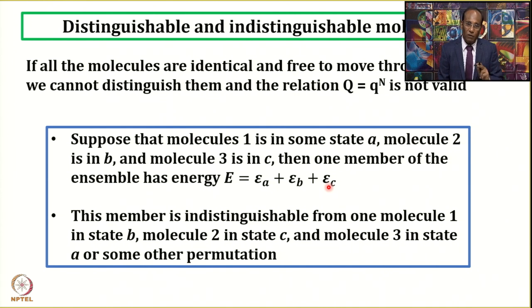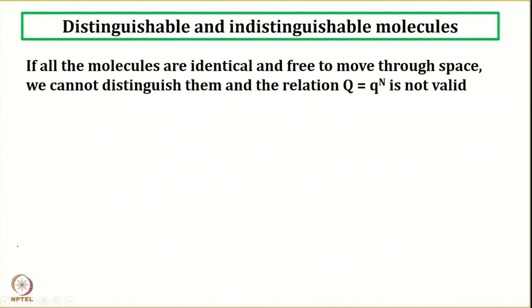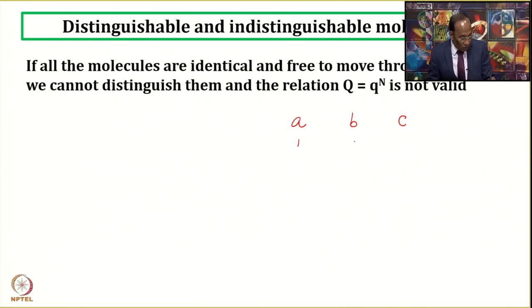Now let us consider a different scenario in which molecule 1 is in state B, molecule 2 is in state C, and molecule 3 is in state A. Still the total energy is going to be Ea plus Eb plus Ec, right? So we cannot distinguish between these different kinds of arrangements. Now let us see how many different combinations are possible. We are talking about energies of states A, B, C. Let's say molecule 1, 2, 3 in a member. The total energy is equal to Ea plus Eb plus Ec.